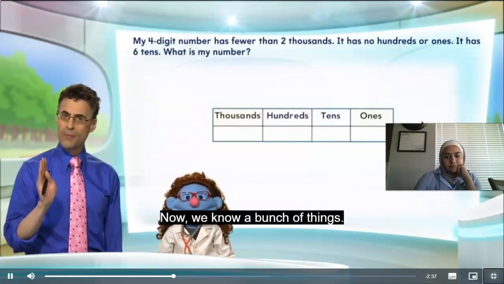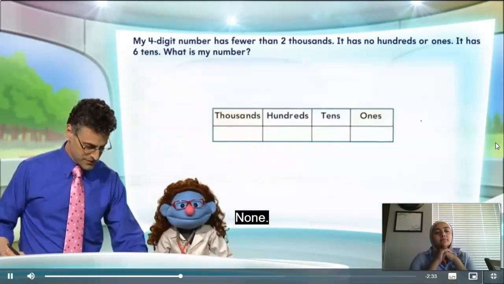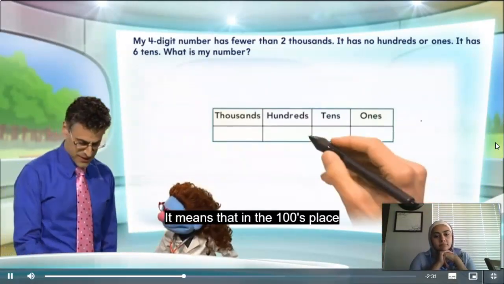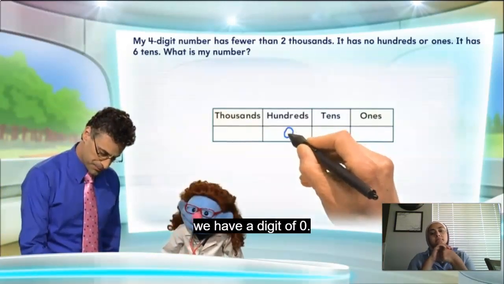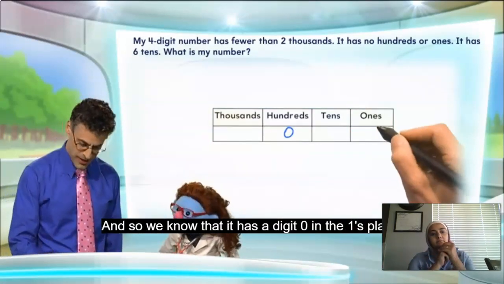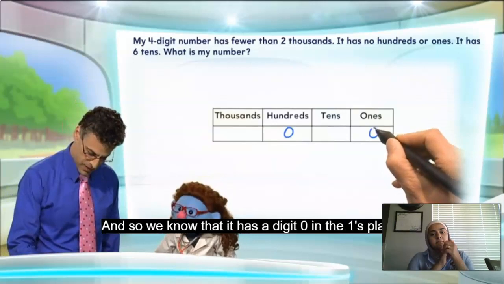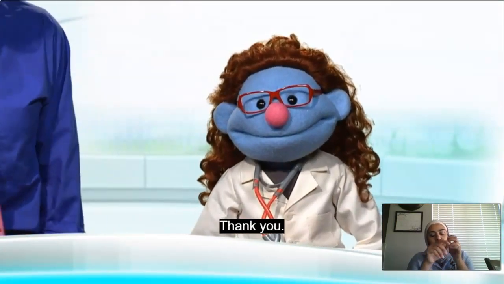Now, we know a bunch of things. We know that it has no hundreds. So what does that mean? It means that in the hundreds place, we have a digit of 0. And we also know it has no ones. And so we know that it has a digit 0 in the ones place. Very good examination of the facts.